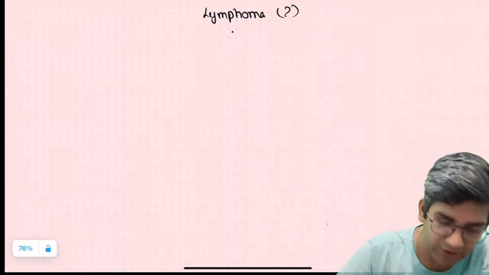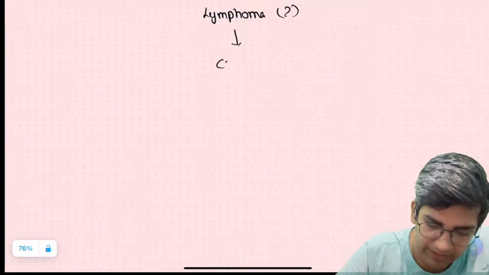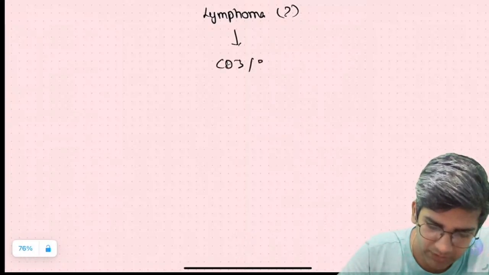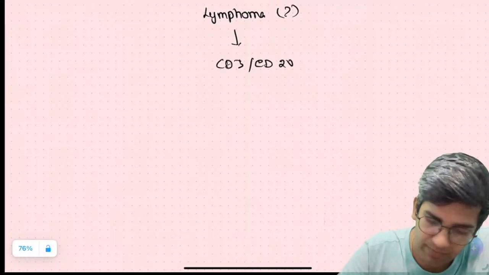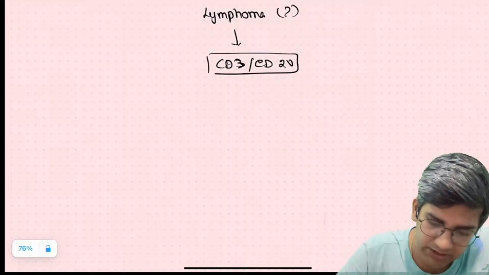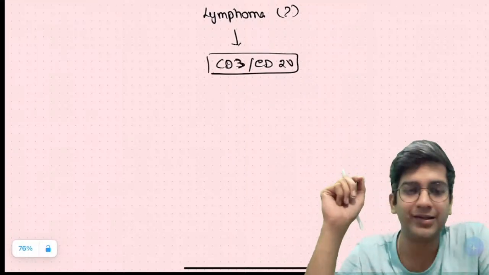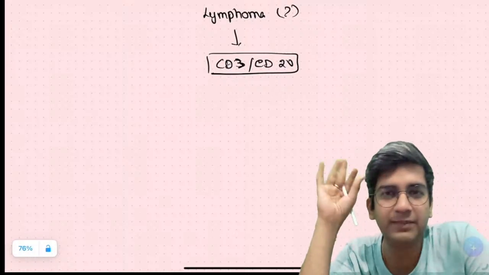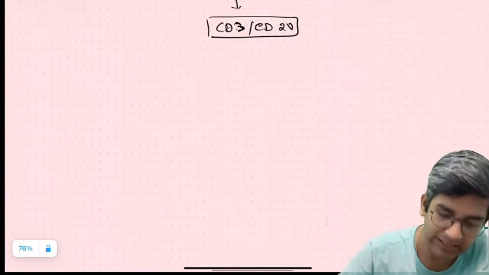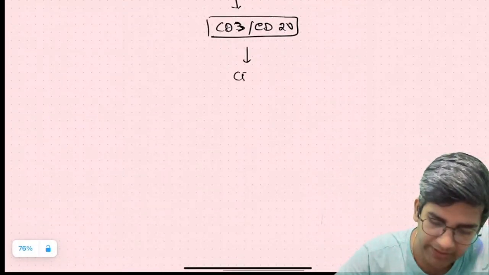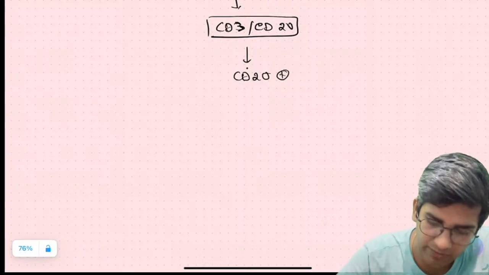Fine. So when you suspect a lymphoma, start with a starting panel. If you have time, start with this. It'll exactly tell me what lymphoma I'm dealing with, whether it is a CD3 T lymphoma or a B lymphoma, right? Let's assume it has come CD20 positive, which means it's a B cell lymphoma.